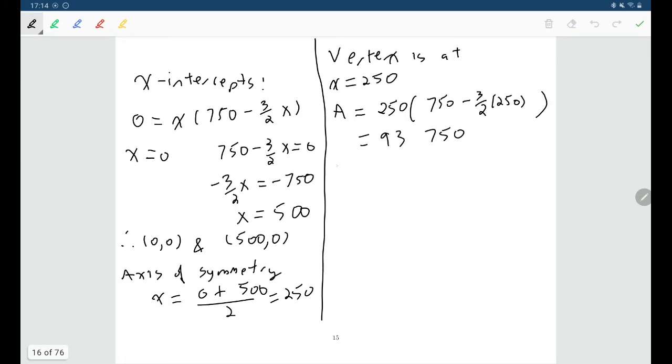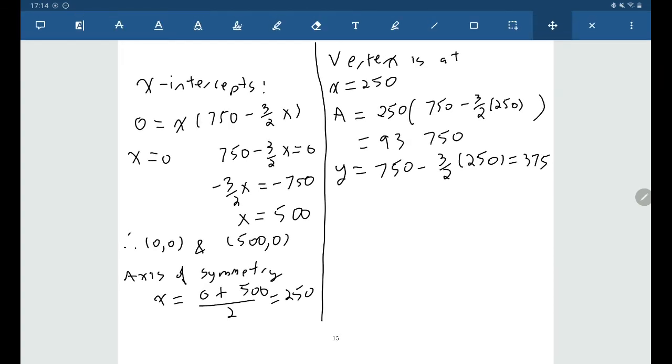So we'll say y is 750 minus 3 halves times whatever x is, which if you run that through your calculator, you'll find the y value is 375. So just to summarize, each enclosure should have a width of 250 meters and a length of 375 meters.